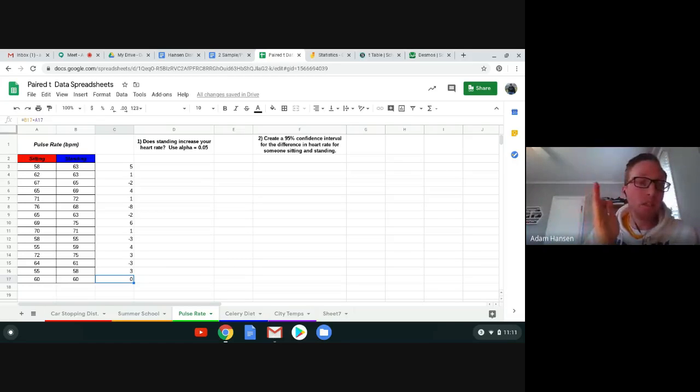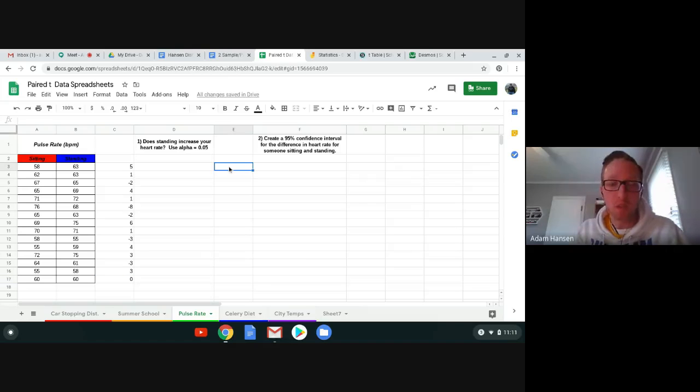I did standing minus sitting. You could have done it the other way around. You just have the opposite differences. We'll need our statistics, so equals average. Since this is paired data, let's find the average of these paired differences. Looks like 0.667 for D bar.